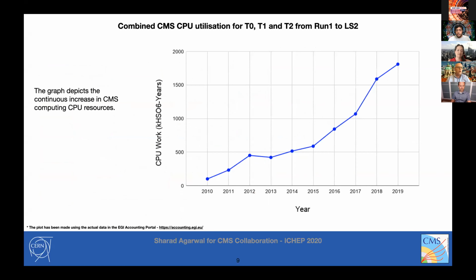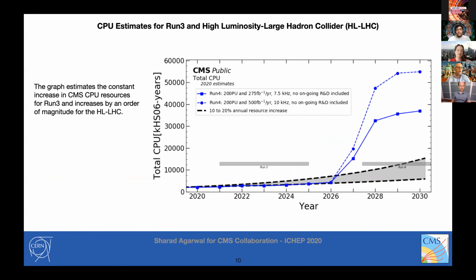This is the graph made from the actual data used from Run 1 till LS2, and it shows the continuous increase of CPU utilization from 2010 to 2019, with LS2 going on right now. And these are the estimates of the CPU required for Run 3 and HL-LHC. The dotted line that you can see is the common resource estimates with 200 PU.